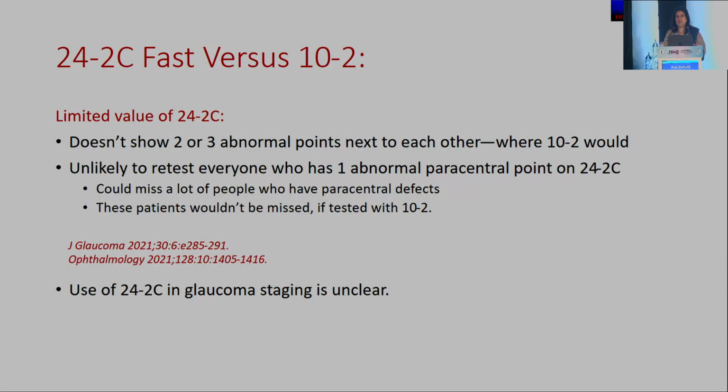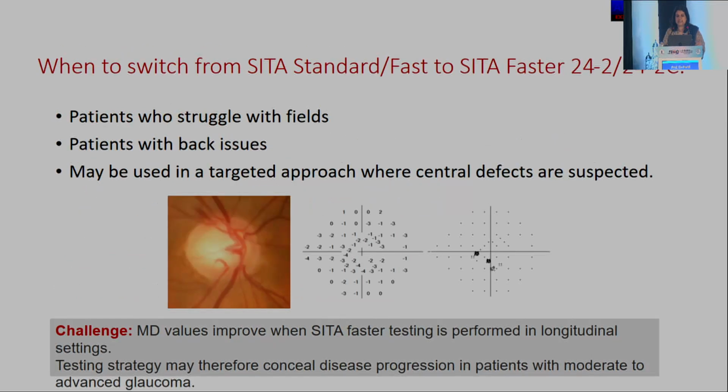So if you were having a patient with early glaucoma with 1 or 2 points in the center involved, you wouldn't really start treating this patient. So eventually we all would go back to the old 10-2 to get more clarity on that point. So where to use 24-2C in glaucoma staging is still unclear. You can switch your patients from SITA Standard or Fast to SITA Faster when patients struggle with the fields, when they have lumbar issues, or if you want a more targeted approach where central defects are suspected.